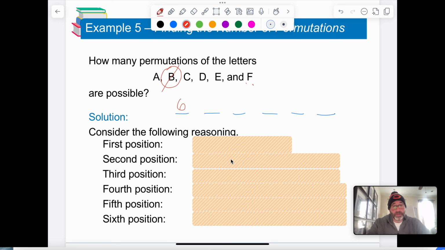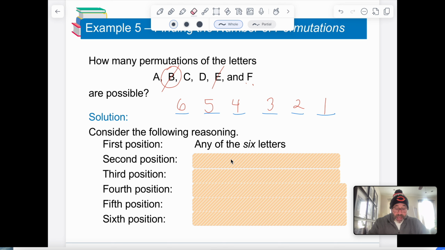So 6 people are racing, only one of them can come in first, but there are 6 people who can come in that first spot. I take that person off the table. They've crossed the finish line. Now there are 5 more remaining. I go and let's say E. From here, there are only 4 more remaining. And then there are 3, and then 2, and then 1.